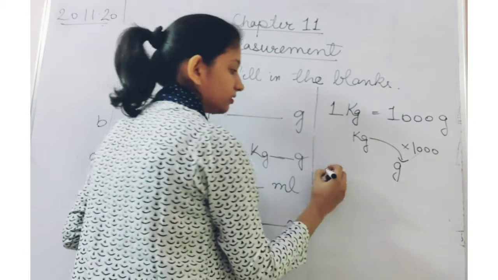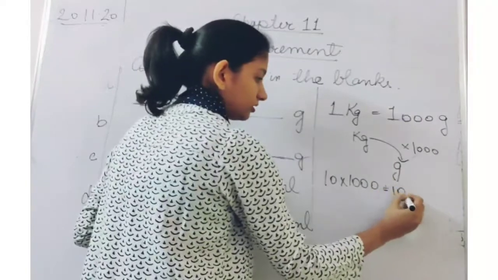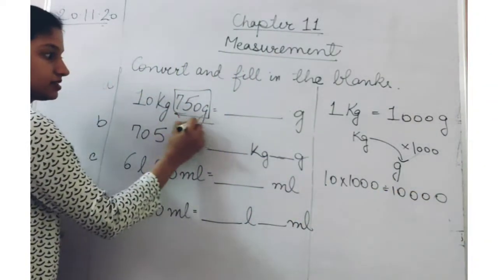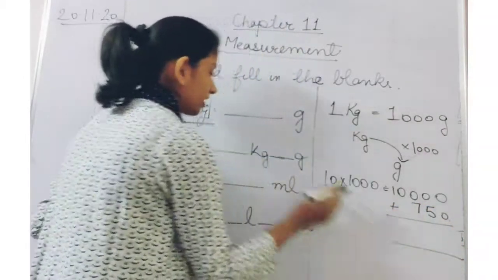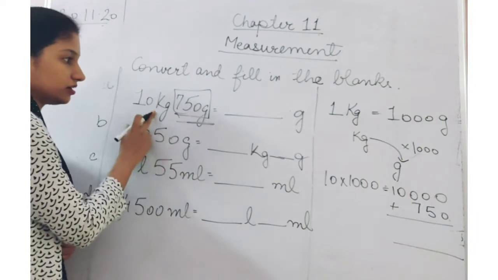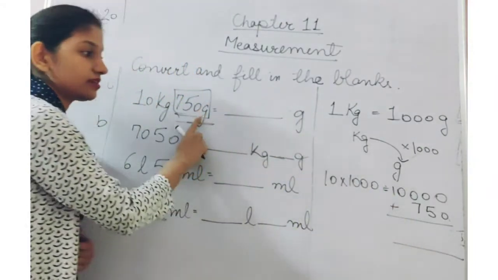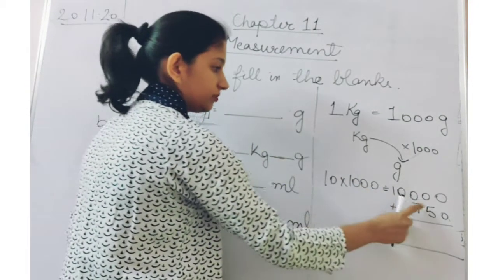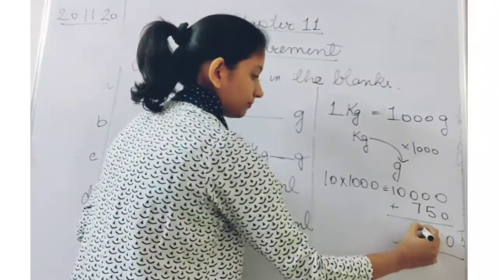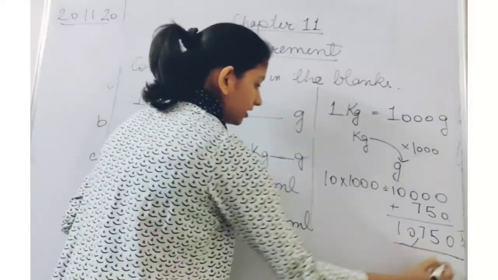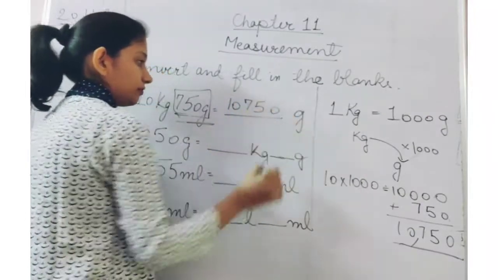So 10 multiplied by 1000 will be 10,000, and this remaining part, the 750, I will add to it. Because it is already in grams, I don't need to convert it. I just need to convert the kg. So 1 kg, 1000 grams; 10 kg, 10,000 grams, plus this 750 grams, which is extra. So it will be 10,750 grams. This will be your answer, 10,750 grams.